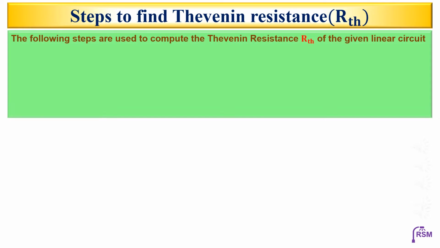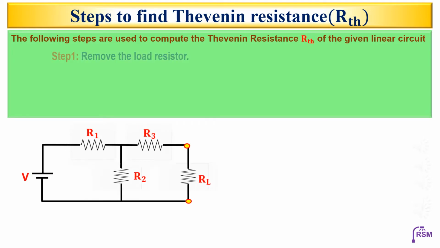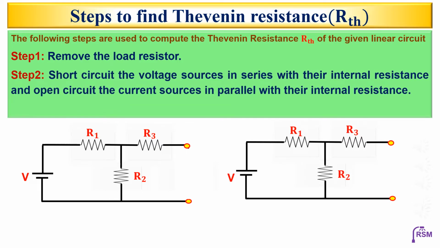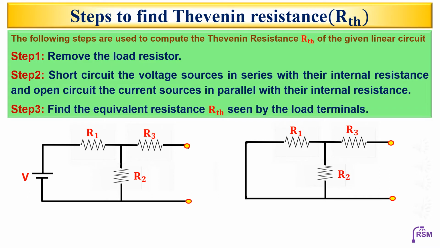The following steps are used to compute the Thevenin resistance RTH of the given linear circuit. Step 1. Remove the load resistor. Step 2. Short circuit the voltage sources in series with their internal resistance and open circuit the current sources in parallel with their internal resistance. Step 3. Find the equivalent resistance RTH seen by the load terminals.